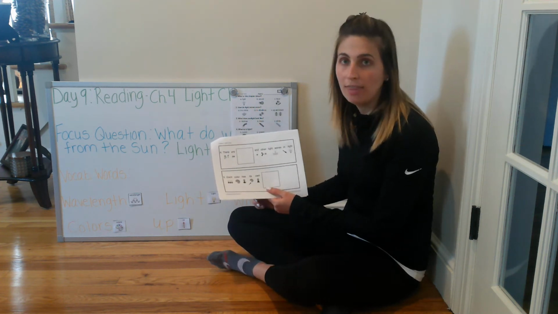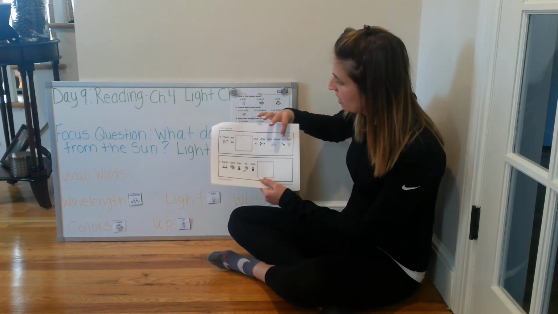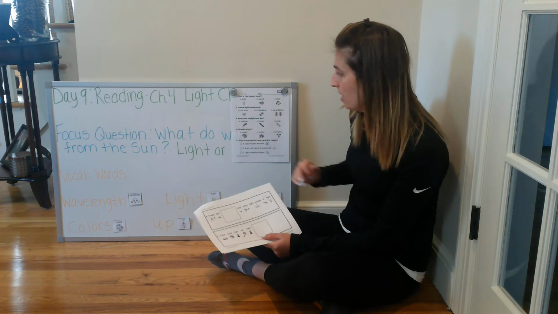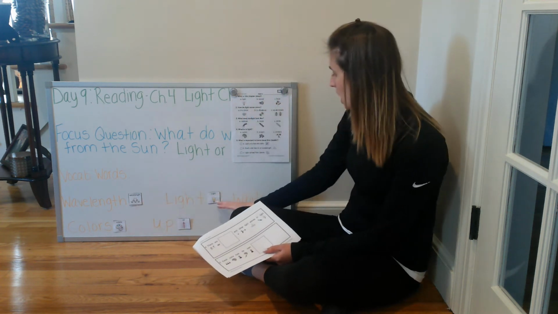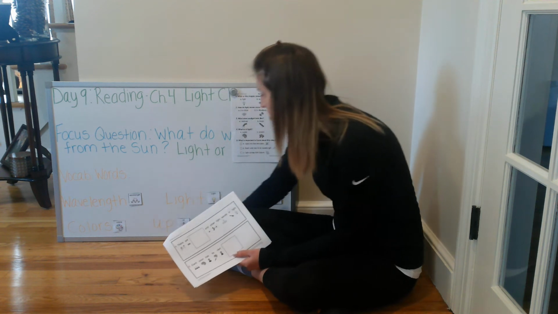Question number 4 on the fill-in. There are blank and other light waves in light. There are wavelengths, light, white, colors, or up.